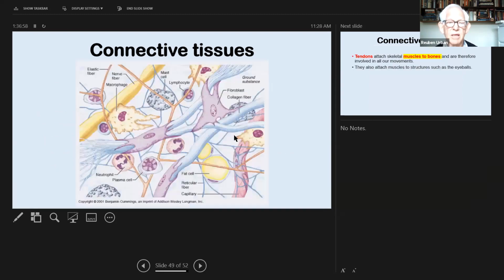I've got a diagram here. So you've got a few cells around, but you've got this matrix here which holds it together. It's really tough. They've got collagen and they've got elastic fibers so that they can move around, but they're very, very tough.